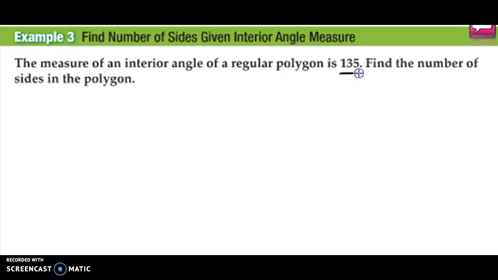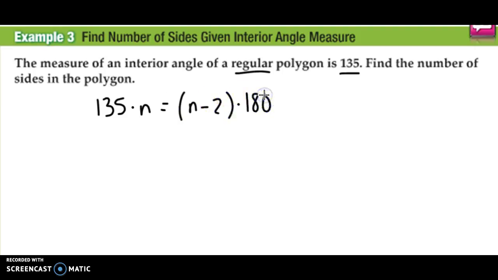So that means each angle is 135. It's regular, which means all of the angles are the same. So that helps us out quite a bit. So 135 times the number of sides should be equal to that theorem that we started with, 6-1, which is n minus 2 times 180. So essentially what I've done is set up this problem. The angles times the number of sides, all of that should add up to the same as the total angle measure in the polygon.